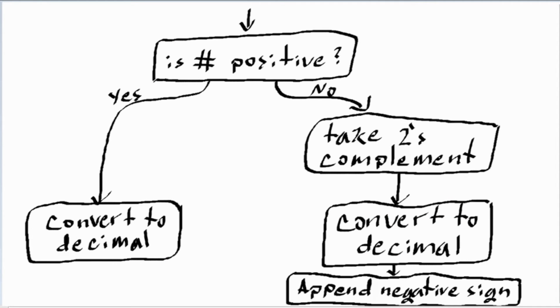Now that we know how to tell if a hex number is positive or negative, we can talk about the process for converting it to decimal. If the number is positive, then we can convert it to decimal directly using the same process that we use for an unsigned hex number. However, if the number is negative, then we must first take the 2's complement of the number, then convert that number to decimal, and then append a negative sign to the final number.